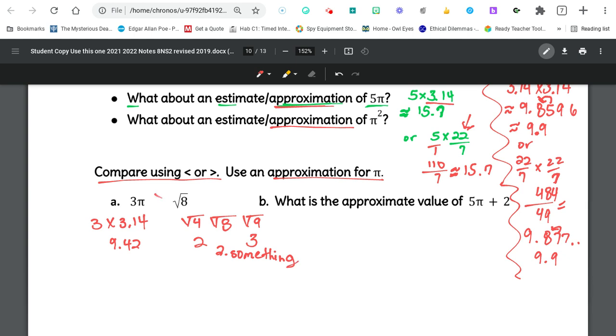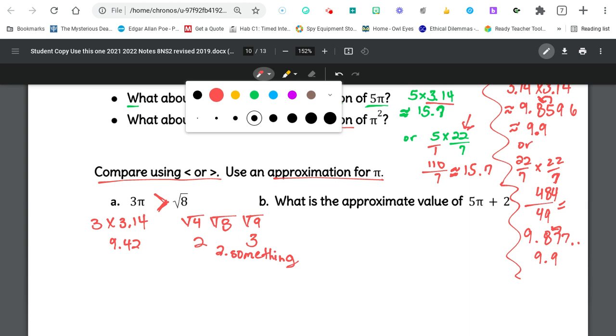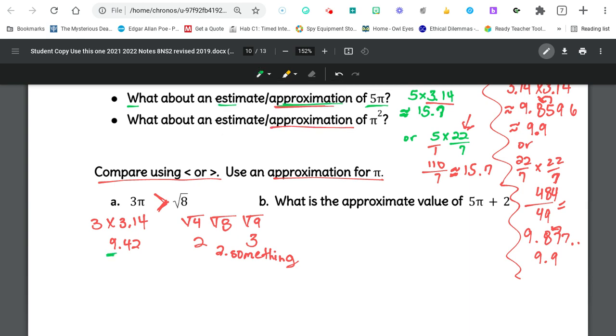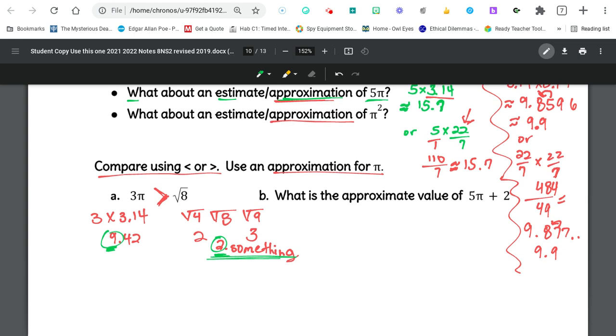Okay, I'm going to stop right there. I'm just going to put greater than. I'm not going to waste time doing that because 9.42, or the 9, is greater than 2 point anything. Because 9 is your whole number, 2 is your whole number here. 9 is greater than 2. So the square root of 8 can never be greater than 3 pi.